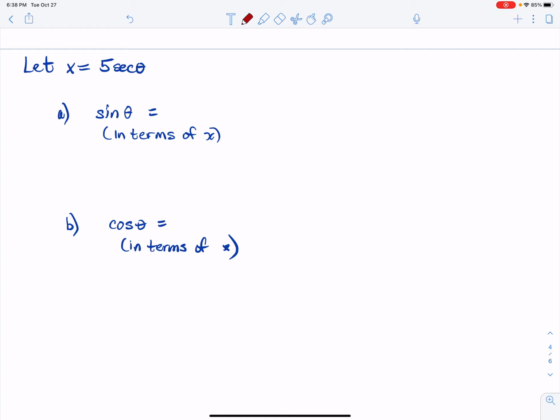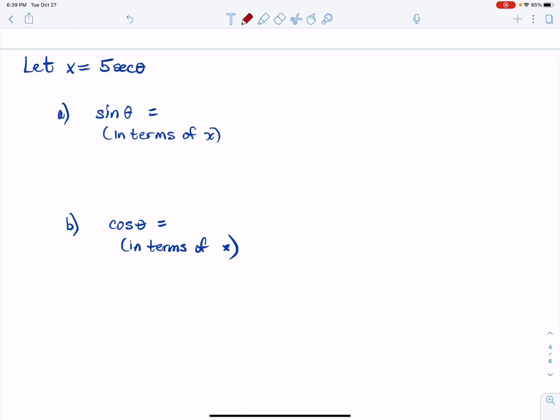So this is another one of those substitution problems. If we say that x is equal to 5 secant theta, we seek expressions for sine of theta and cosine theta in terms of x. So we can either use identities or we can go back to the triangle. I'm going to prefer to go back to the triangle again. I just seem to like the triangle.